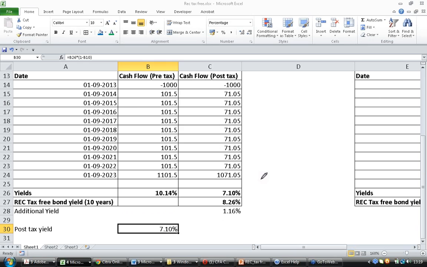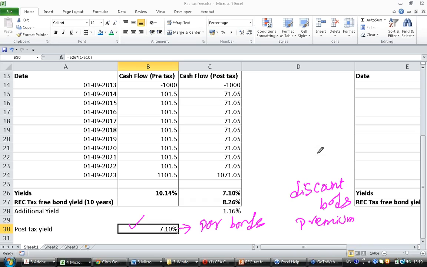Remember this relationship that I spoke of, that is pre-tax yield into 1 minus tax rate, will hold good only for par bonds. This will not hold good for discount bonds or premium bonds.